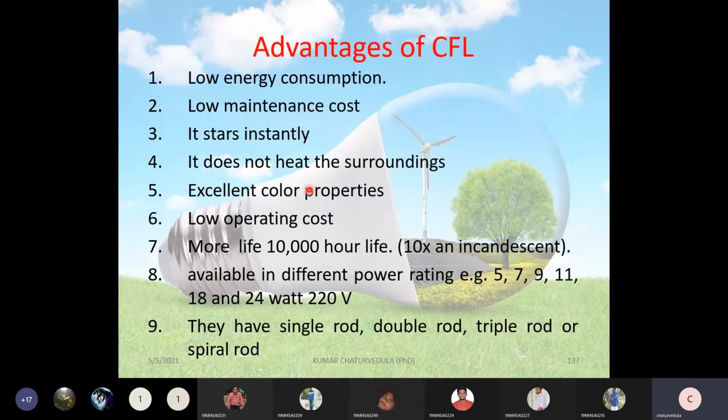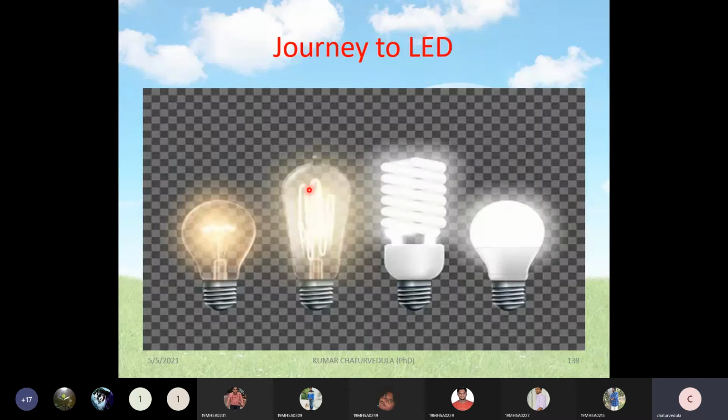So the CFL lamps are available with different power ratings in the range of 18 watts, 11 watts, 9 watts, 24 watts, etc. And these CFL bulbs can have single rod, double rod, and spiral rods. Different shapes of CFLs are available.